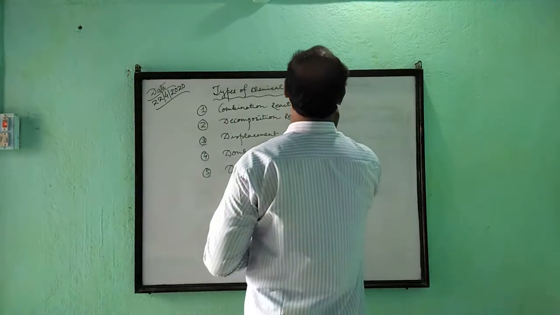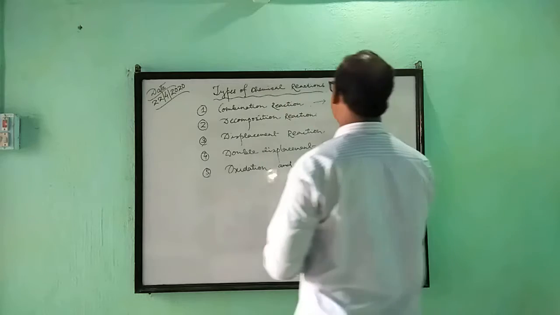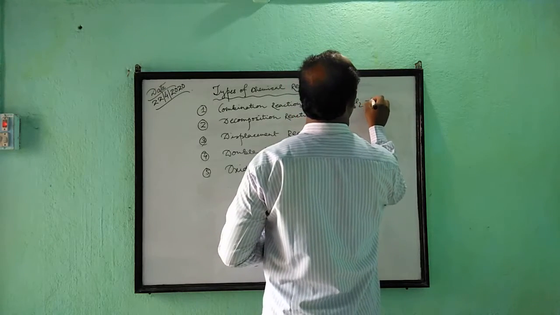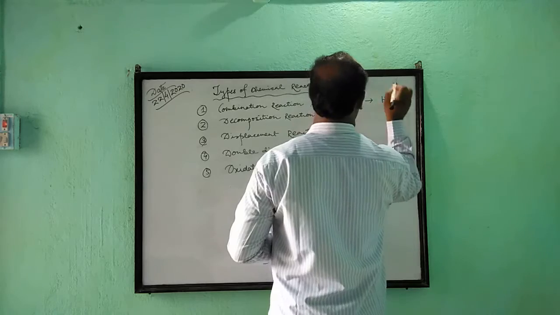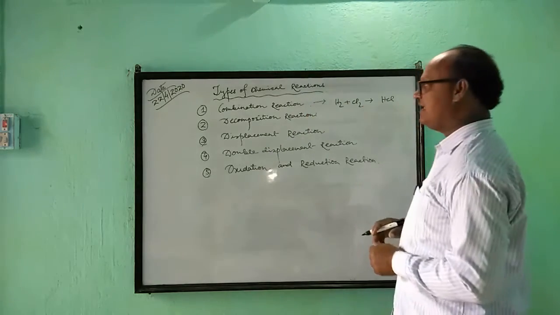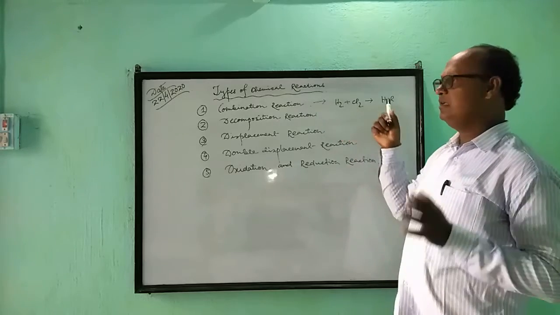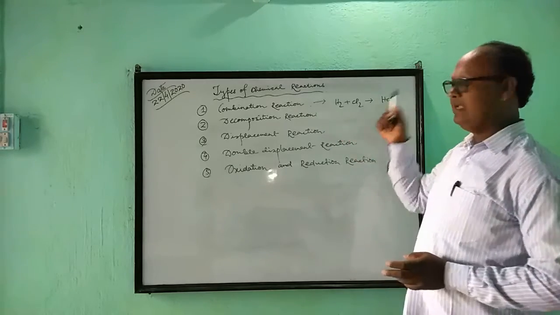Example of combination reaction, like we know that hydrogen and chlorine make hydrogen chloride. This is a combination reaction. Here hydrogen combines with chlorine to make HCl.